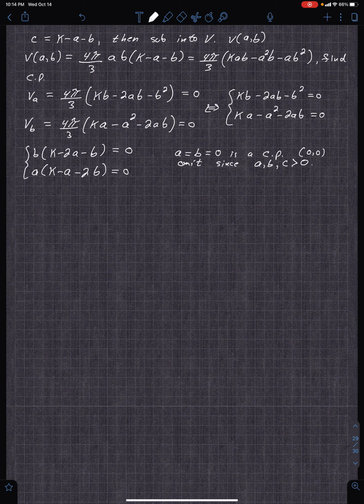All right, so we're going to do that in a different way. So we can solve for k. So we can say k is equal to 2a plus b.